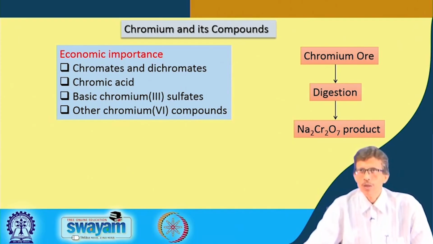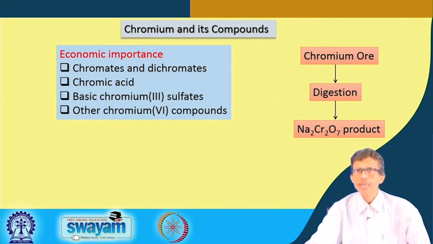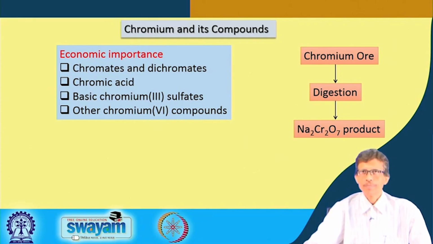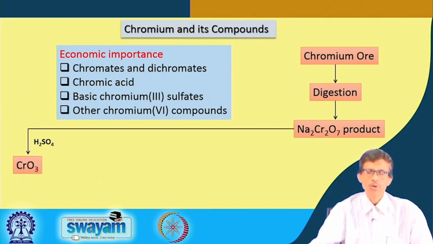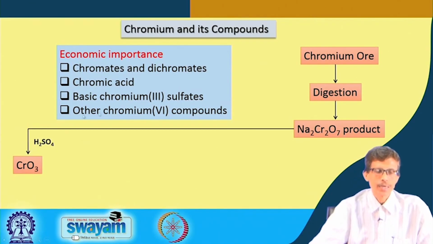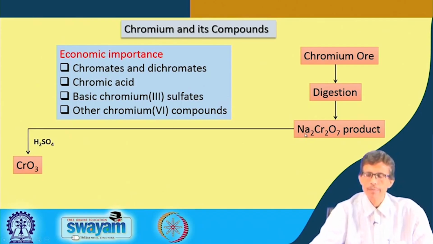chromium ore. So, you have the chromium ore, and when you go for the digestion, the digestion of that particular chromium ore can ultimately give you the product. So, that is your most important compound of chromium, which is your sodium dichromate. Next we will see how we can make this sodium dichromate from your ore. Once you get this sodium dichromate, these industrially important compounds we can very quickly make.